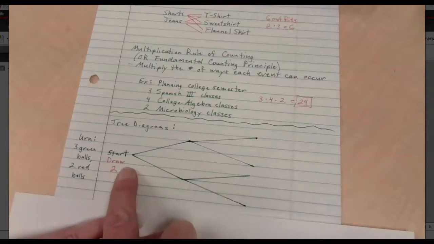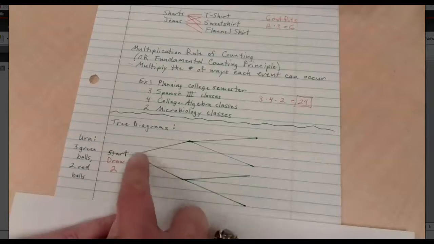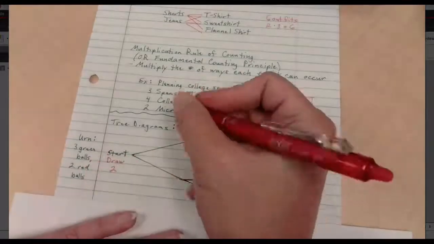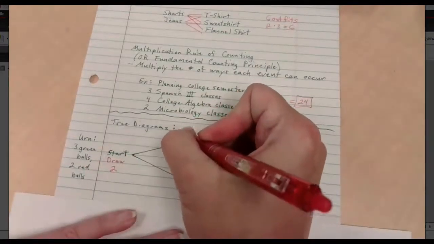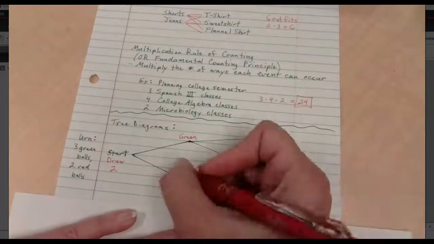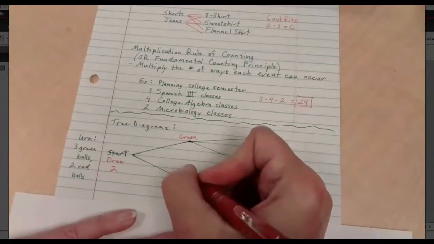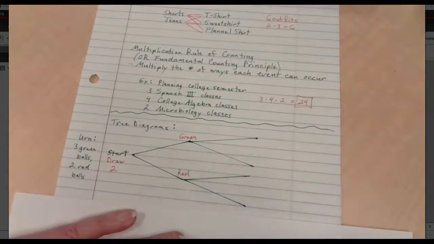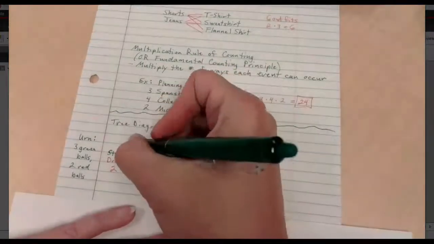You have to have a starting point, and that starting point is the very first draw. One thing could happen, another thing could happen. So it is possible on the first draw that we end up with a green ball. It is also possible on the first draw that we end up with a red. So green could happen, red could happen. Let's look at the probability of that for a second, shall we?